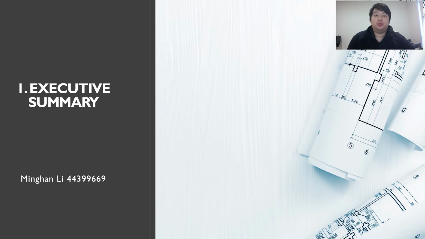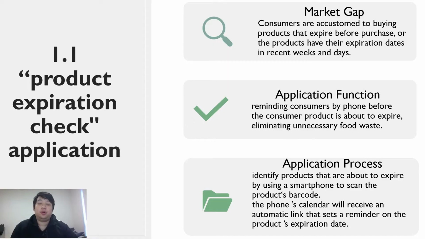I'm going to show you our product's executive summary. Our product is an expiration check application, and there are six small parts in my section. The first part is the market gap. Consumers are accustomed to buying products that expire before use. All the products have their expiration dates in recent weeks and days.